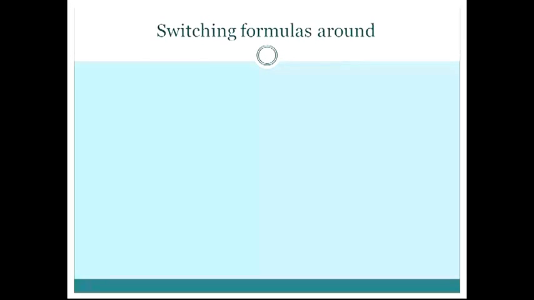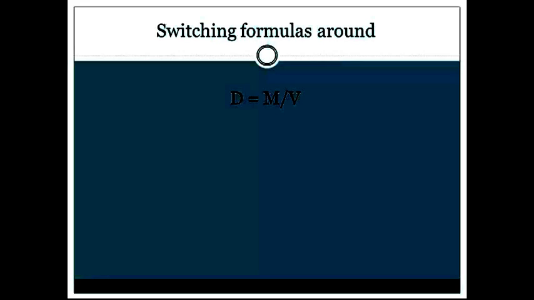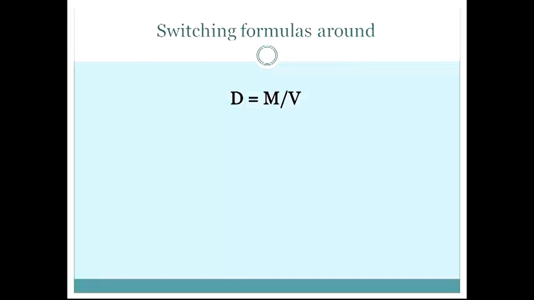Now, one of the reasons I wanted to do a video on density is because this is a good example of reminding us of some basic algebra on how to switch formulas around. If D stands for density, M stands for mass and V stands for volume, then D equals M divided by V is another way of saying density equals mass per volume. That's what we've been saying. Density is how much mass is in a certain amount of space, or a certain volume.